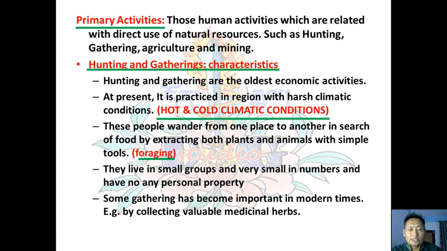At present, some gathering activities have become very important in modern times, such as the collection of valuable medicinal herbs for modern medical uses. That type of gathering has become very commercial, important and famous in modern times.